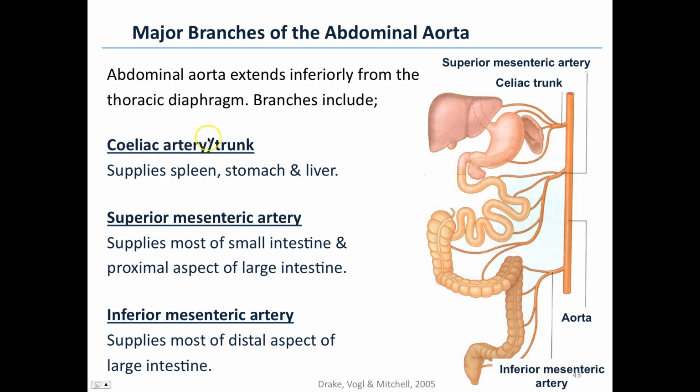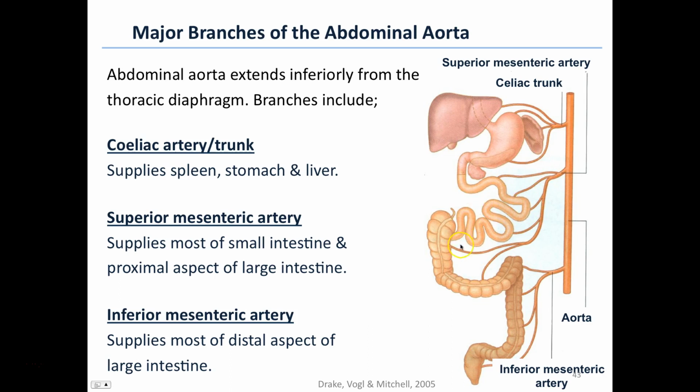The celiac artery or trunk divides into a further three branches, as we said before, and this helps to supply the liver, the stomach, and the spleen. So this is all supplied by the celiac trunk. The superior mesenteric artery, the second branch, will supply most of the small intestine. I won't say most of it, it's all of it except the duodenum, because the duodenum is part of the small intestine, but it does not supply the duodenum.